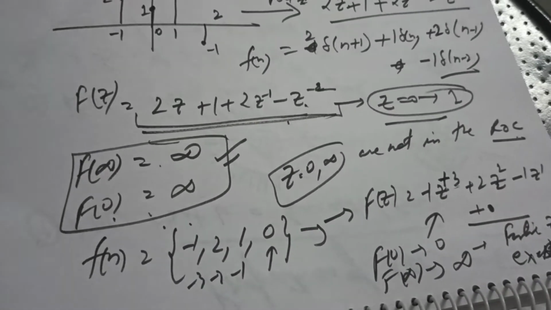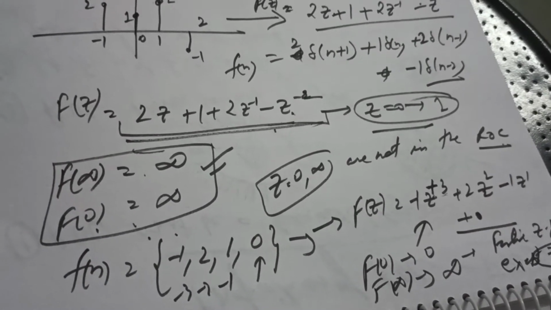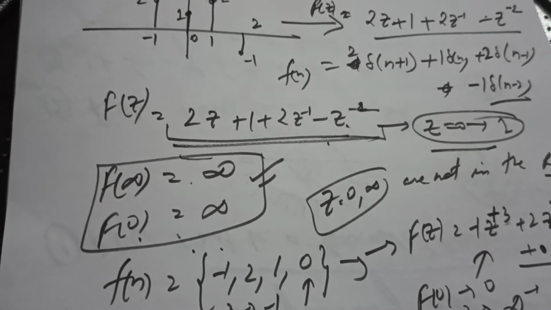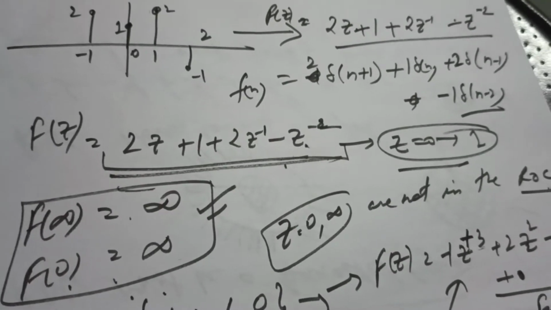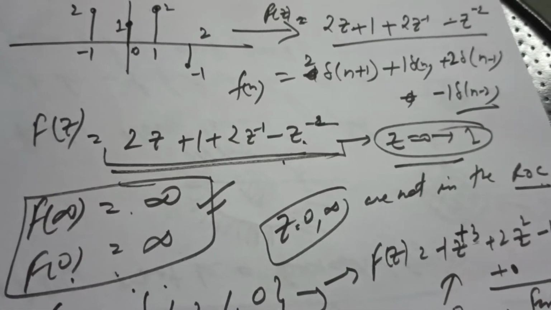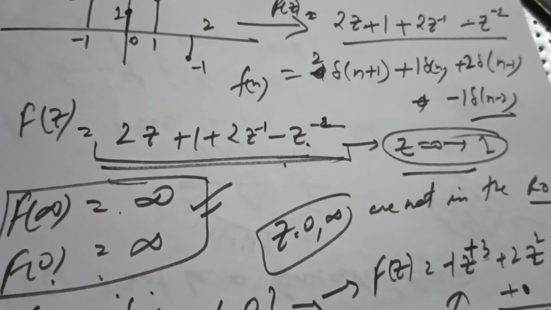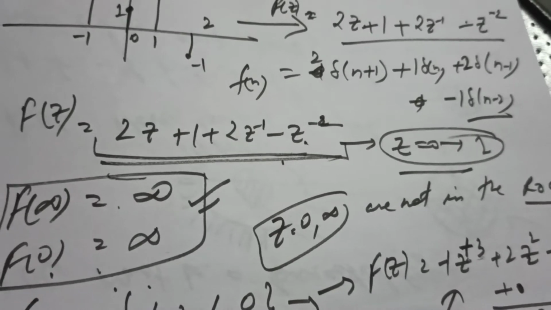Have a look at this. This is 2z plus 1 plus 2z inverse minus z minus 2. Okay. Have a look at this. If we look at f of n, then f of n for this function will become 2 delta n plus 1, plus 1 delta n, plus 2 delta n minus 1, minus 1 delta n minus 2.